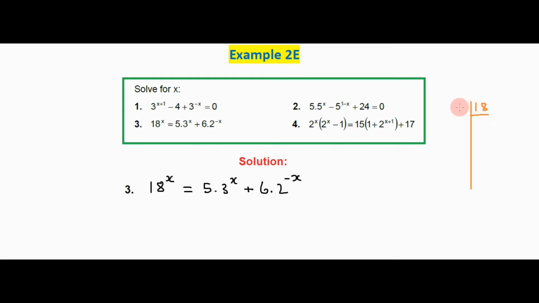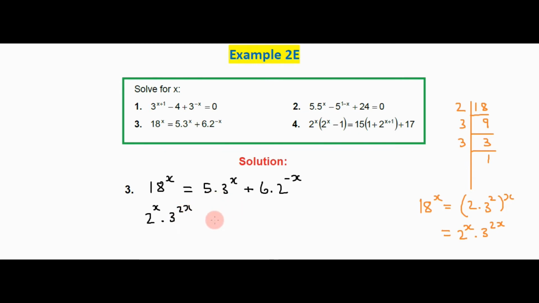The smallest number into 18 is 2, and it goes 9 times. Into 9, 3, and it goes thrice. Into 3, 3, and it goes once. So 18 to the x, we're going to rewrite as 2 times 3 squared all to the x. And this, of course, is 2 to the x times 3 to the 2x. So we have 2 to the x times 3 to the 2x.